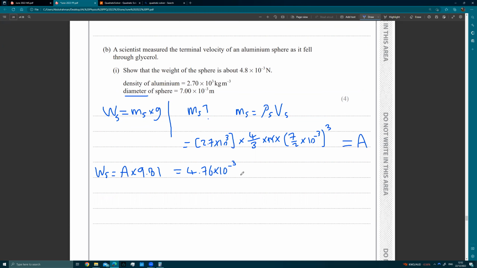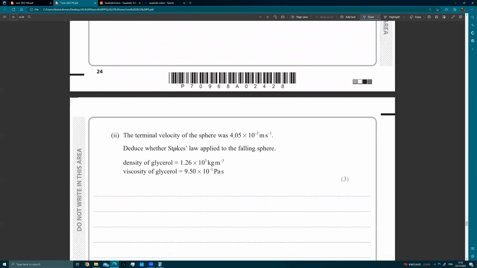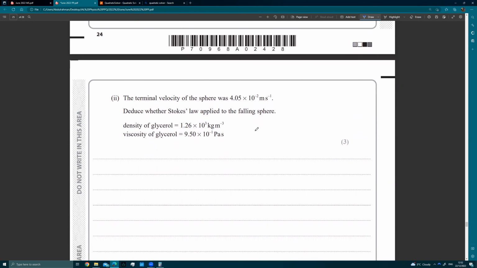Don't forget the unit, which is newtons. The terminal velocity of the sphere was 4.05 times 10 to the minus 2. Deduce whether Stokes' law applied to the falling sphere. Well, if Stokes' law applied, then this equation applied, which is F is equal to 6 pi velocity eta r.